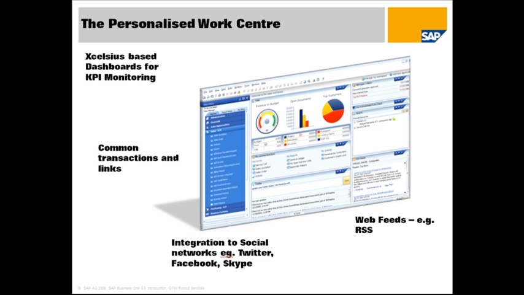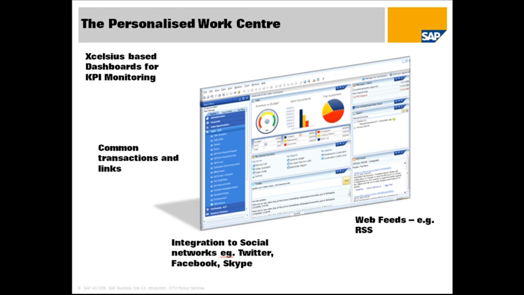Well, you can see from this screenshot that we've got here in this slide, and you'll see from the demonstration in a second, what the Personalised Work Centre allows you to do is pull in this concept of widgets. So widgets are small little pieces of functionality which can be assembled together almost like a composite application. What can you put in here? Well, for example, we've got dashboards which are built on Crystal Excelsius for doing things like KPI monitoring, where you can drill down to the underlying data.